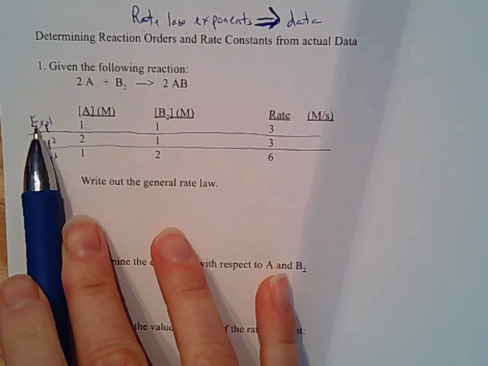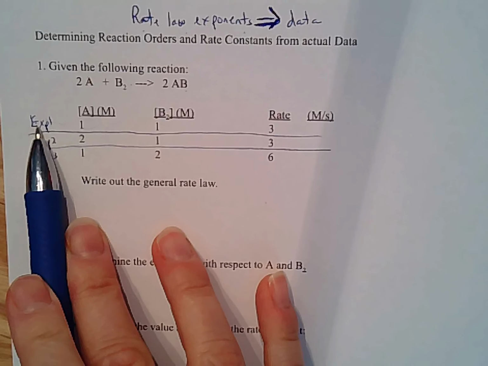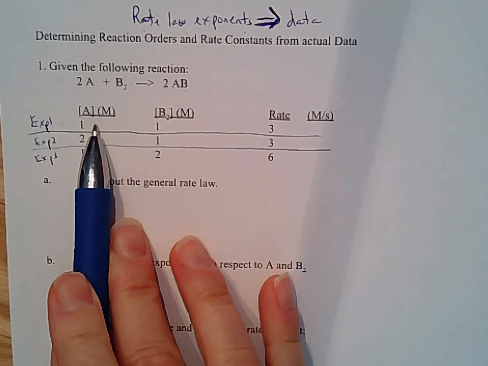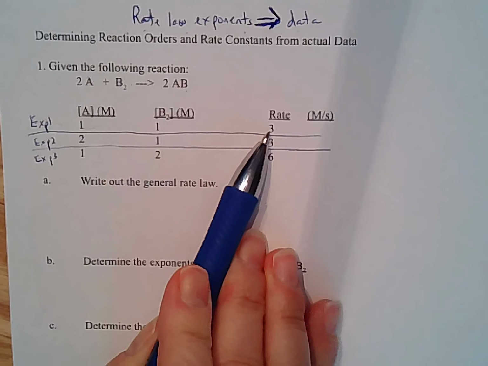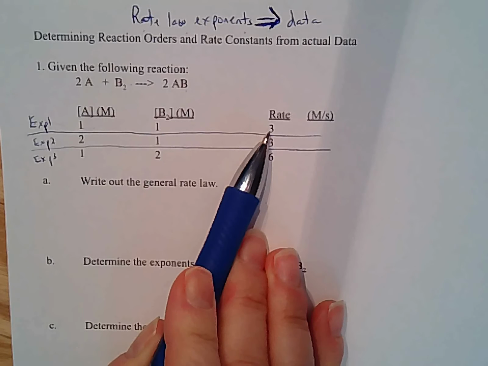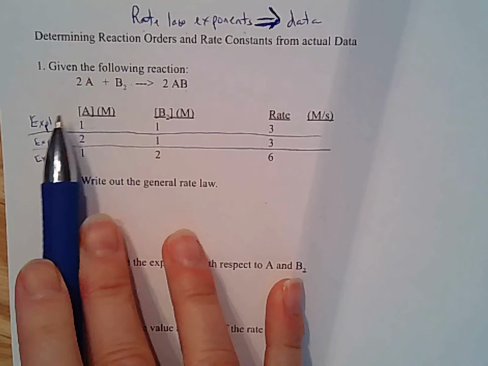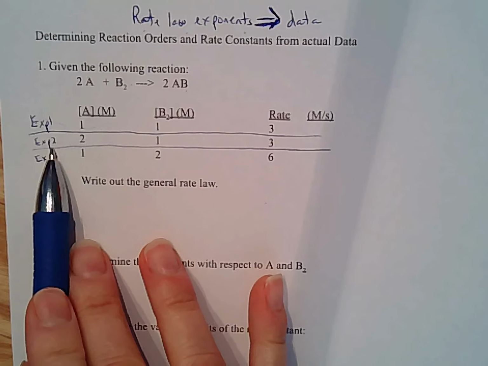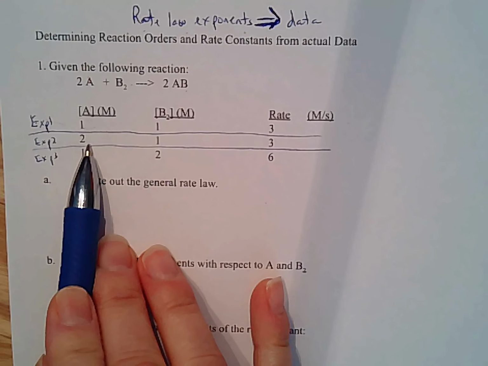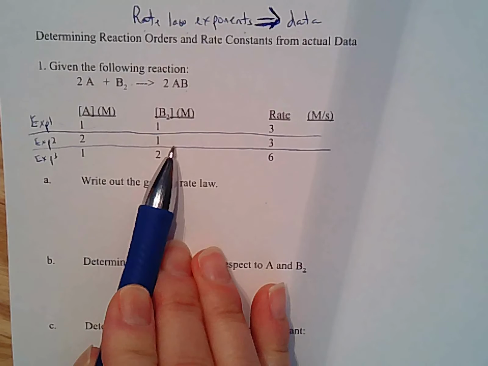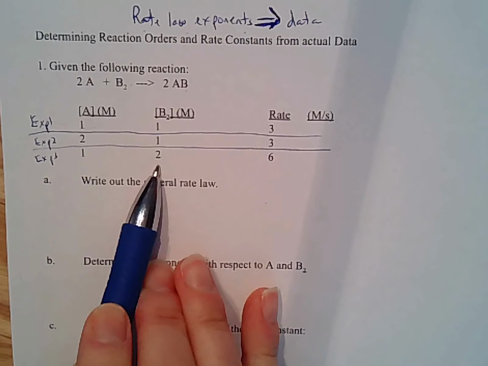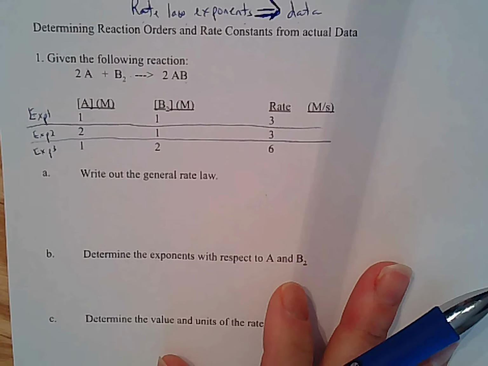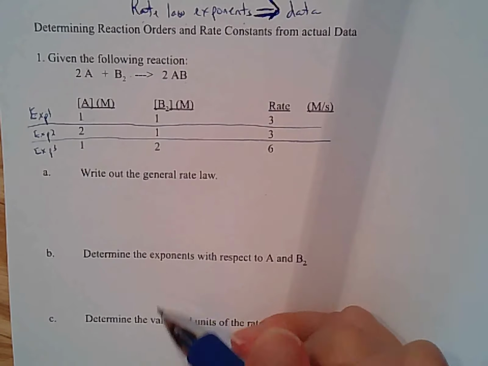So I did an experiment, experiment 1. This is my concentration of A, this is my concentration of B. These reacted to make product, and I had a way to measure the rate, and I got 3 molarity per second. I threw it down the sink, and I did a second experiment. I put 2 molarity of A in there, 1 molarity of B, and 3 molarity per second was the rate when I measured it. Experiment 3, same. For these reactions, I'm going to have you do 3 different things.